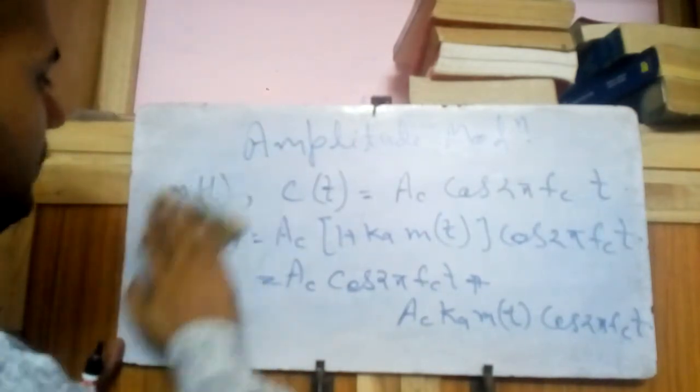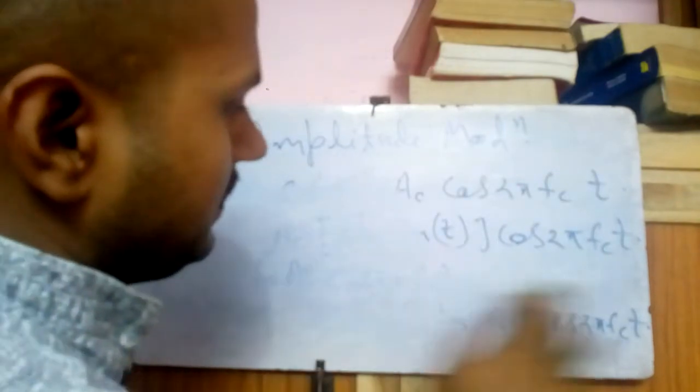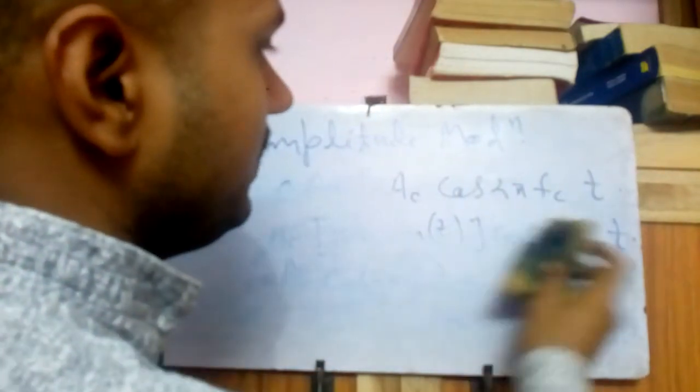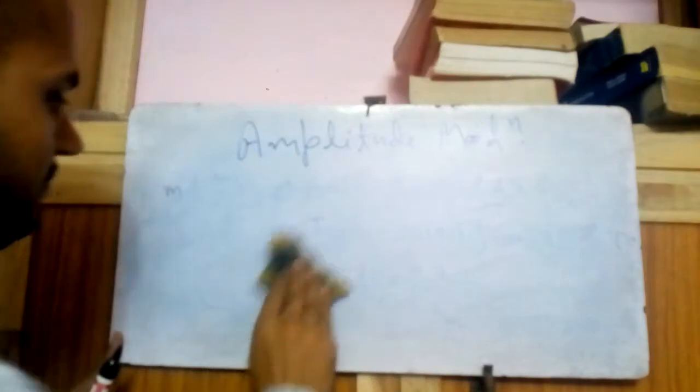The drawback of the amplitude modulated signal is wastage of power. It takes more power in the form of carrier, right?